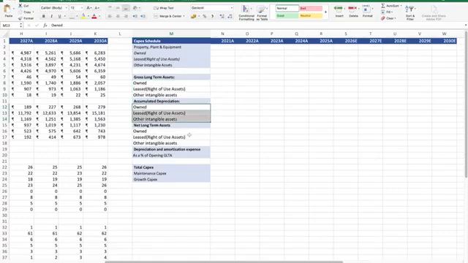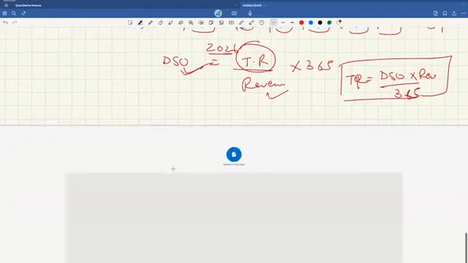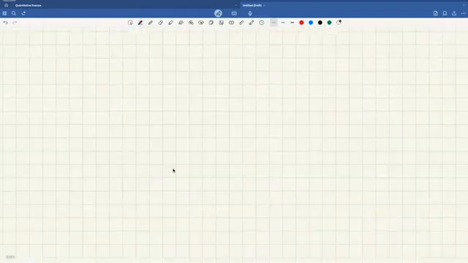Okay. So before getting into that, just wanted to show you how this accumulated depreciation works. All right. Okay. So let us understand the concept here first.